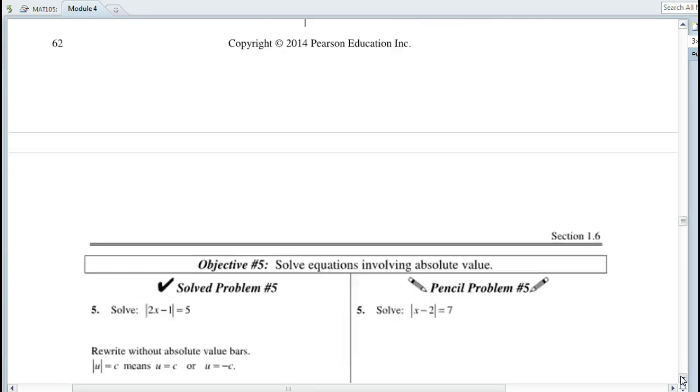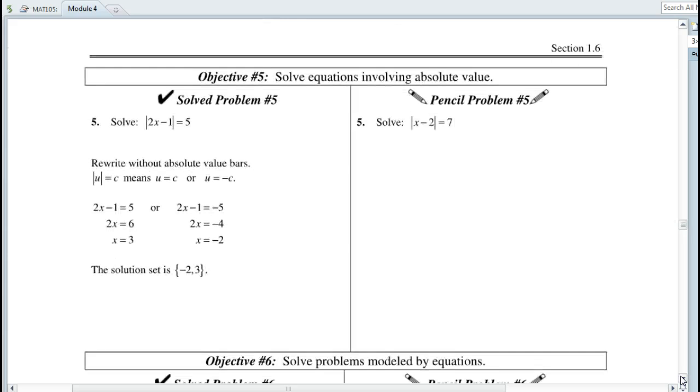Okay, so absolute value equations. Pretty much the basic thing to think here is whenever we have the absolute value of any algebraic expression equaling a number, there's two possibilities, right? If you have the absolute value of x equals 7, it could be either positive 7 or negative 7. So you get two equations here. The algebraic expression equals the number, or the algebraic expression equals the opposite of the number.